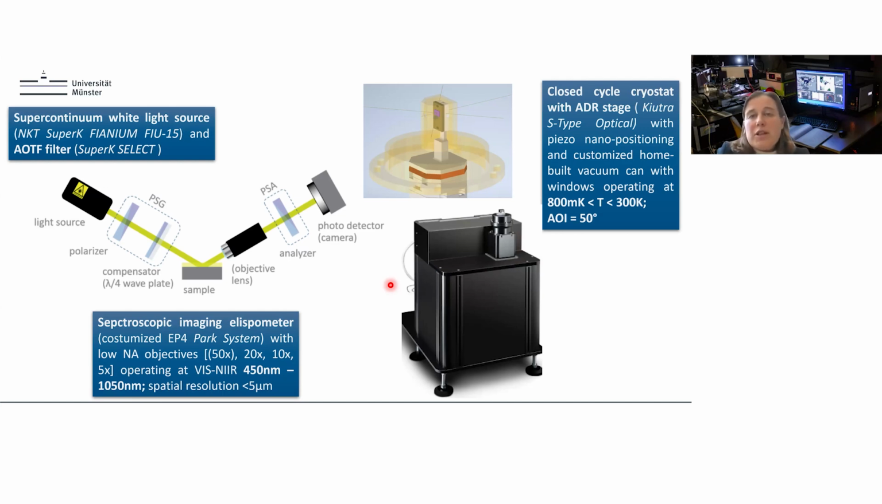And for the fridge, we use a closed cycle cryostat with an adiabatic demagnetization refrigerator stage. With that, we can cool the system to about 100 millikelvin in stable operation. And we have windows for direct optical access. You see here the geometry. The top cover is custom made, done in our machine shop.